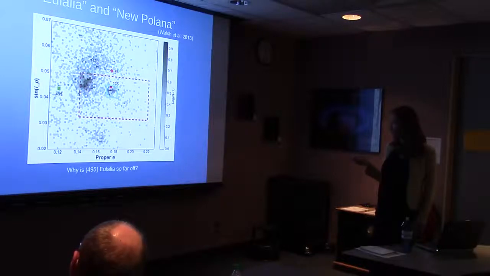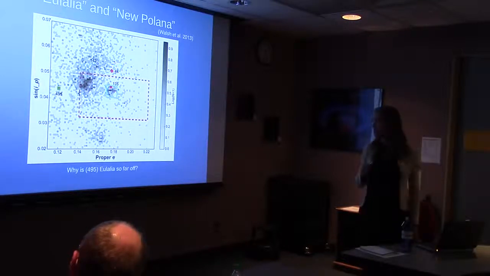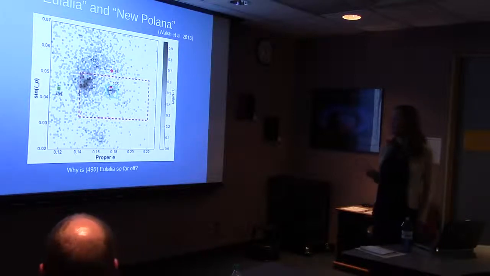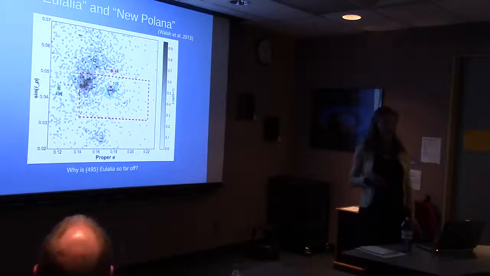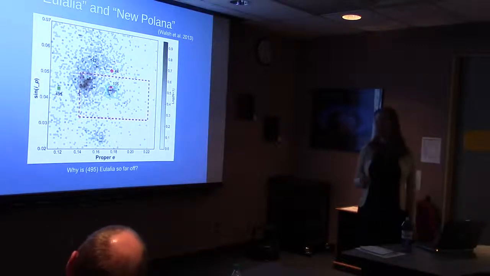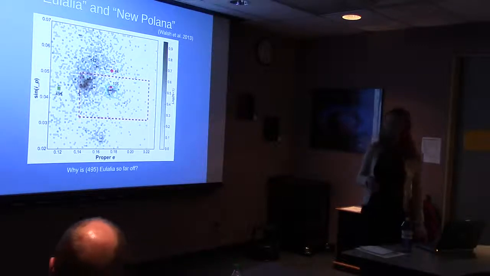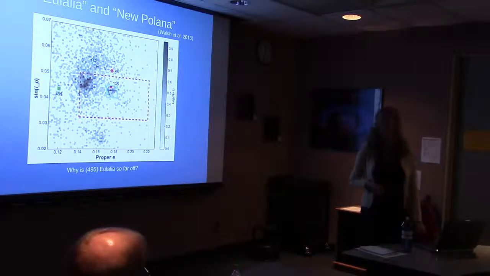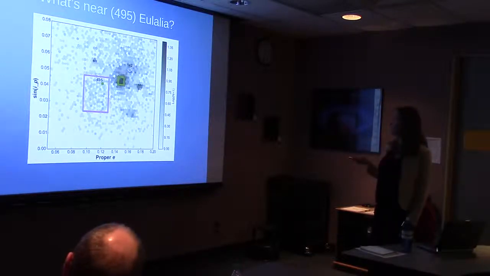This group of objects is much darker, much more cohesive. It's called the Eulalia family, and it's nominally connected with 495 Eulalia. But if you notice from this plot, they are very separated in eccentricity from each other. So why is Eulalia so far off? Or you can also ask the question, what's near 495 Eulalia?